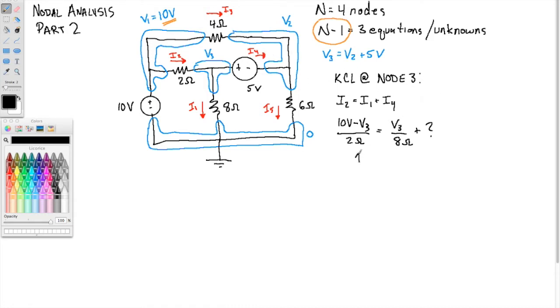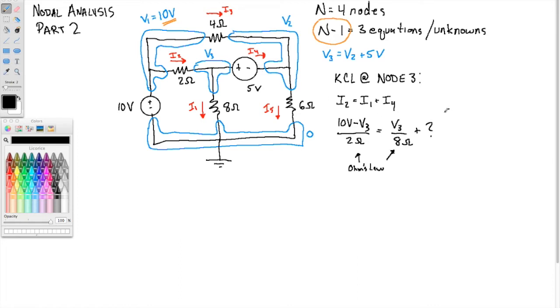This one came from Ohm's law. That equation says the current through a resistor is the voltage across it divided by the resistance. This one came from Ohm's law as well. The current I1 is the voltage across divided by the resistance. We can't use Ohm's law here for I4 because Ohm's law applies to resistors, and this is not a resistor.